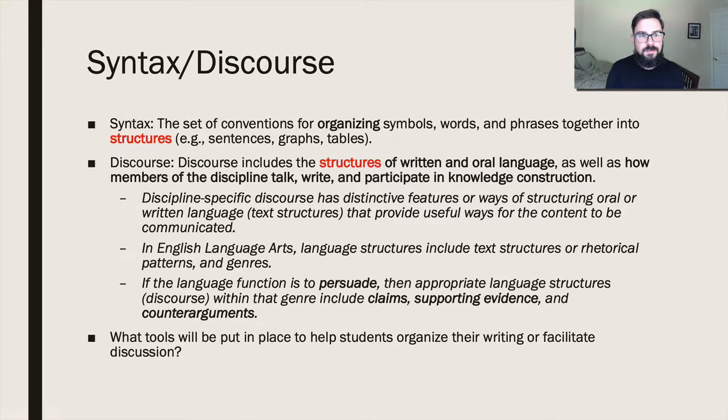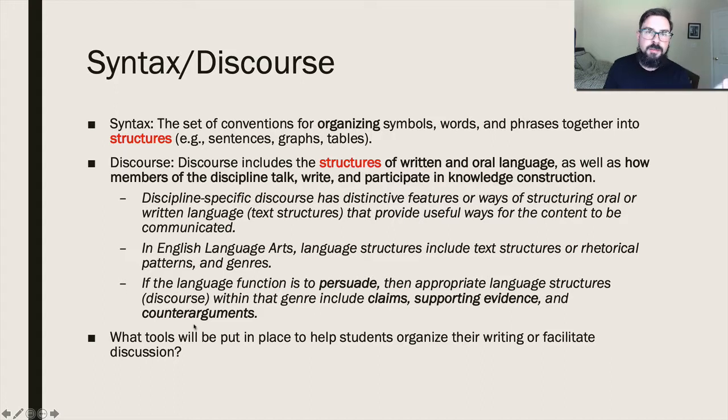And so thinking about this in terms of persuasive essays, you may have chosen persuasive essay as part of your language function. And so when you're looking at it, you have this notion of persuasion. And then what are the structures of a persuasive essay? Well, you have claims, and then you have supporting evidence, and you have counter arguments.